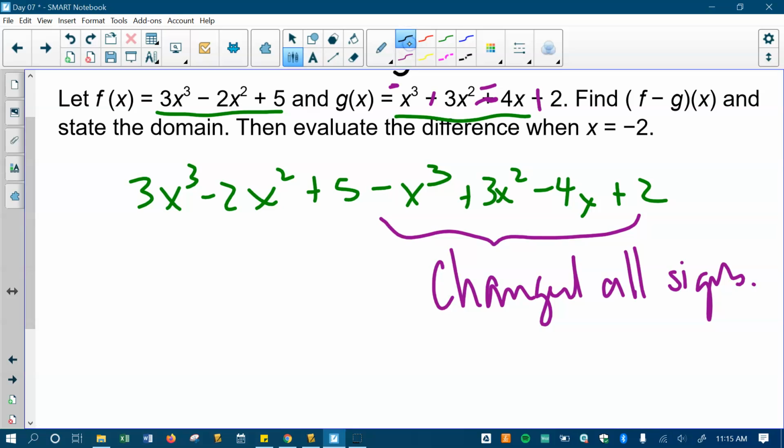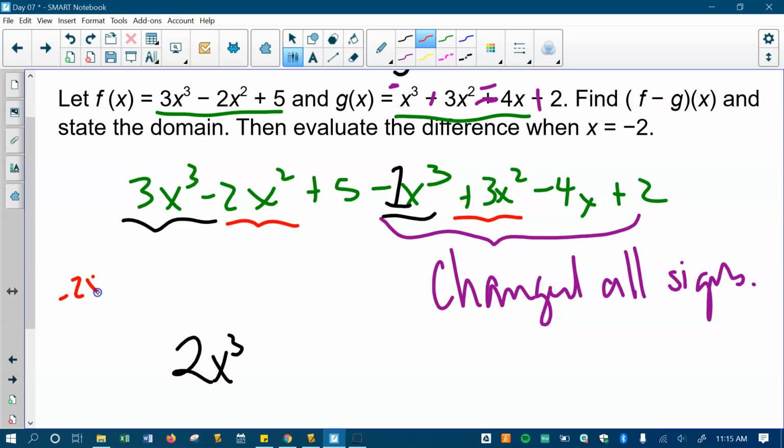When I combine like terms, I'm just going to color code this here. I'm looking for 3x cubed and negative x cubed, negative 1x cubed. So 3x cubed minus 1x cubed is 2x cubed. Next, I have a negative 2x squared and a positive 3x squared. Sometimes students write this out on the side, and that's fine if you do that. That's going to get a plus 1x squared.